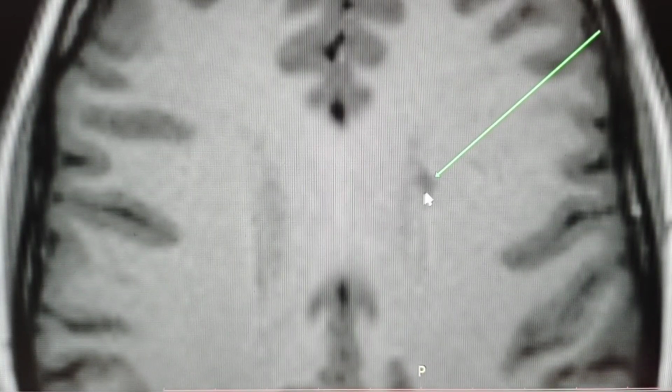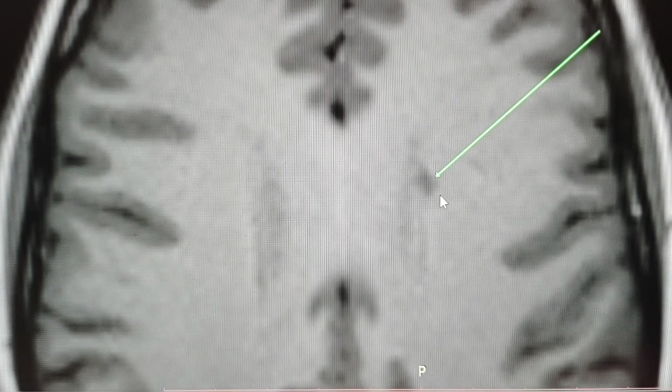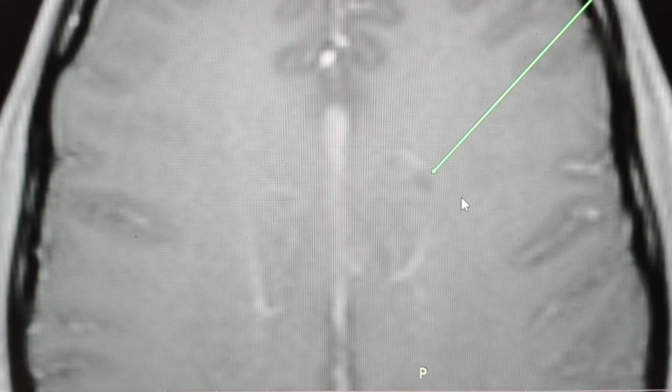This is a T1 image. It shows low signal intensity in T1, bright in T2. This is the SWI image. There is no evidence of hemorrhage. This is a T1 post-contrast. There is no evidence of enhancement.